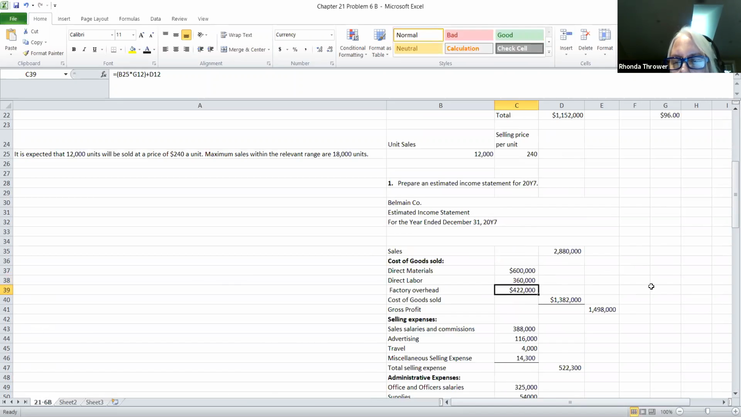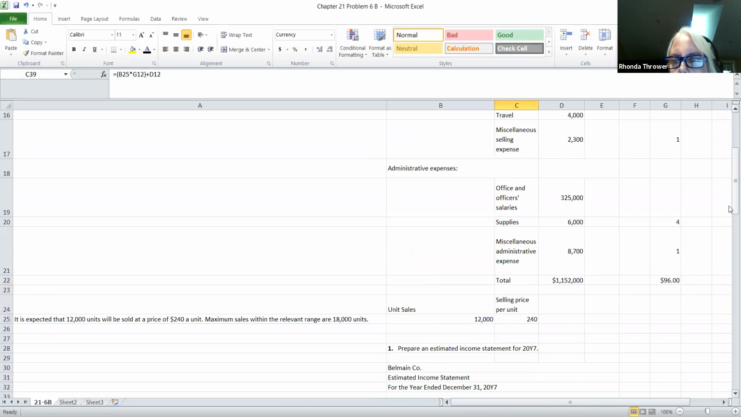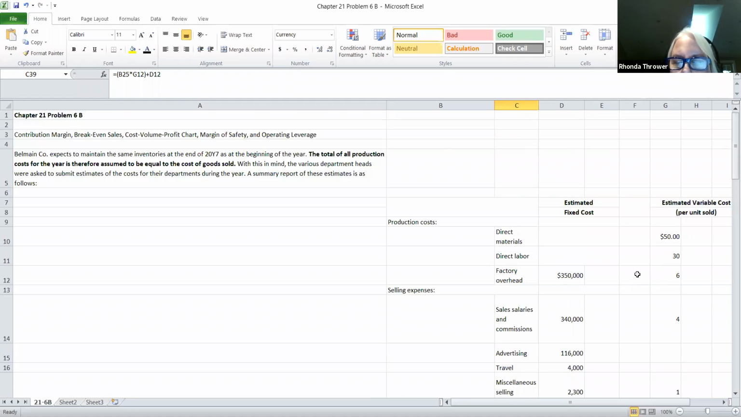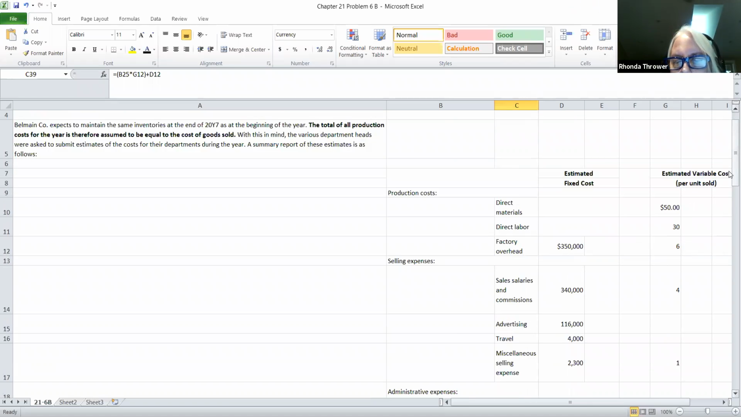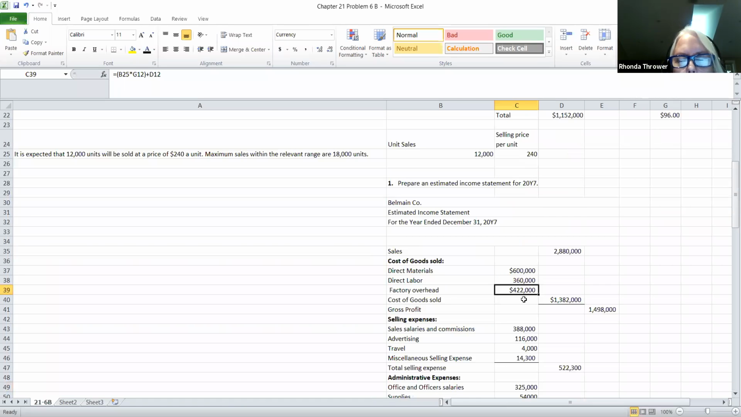For our factory overhead is considered to be mixed cost. Some of the factory overhead costs are fixed. Some of them are variable. So what you have to do is multiply your variable cost per unit times your number of sales, and then add back to that the estimated fixed cost. And that'll give you the total amount of $422,000.